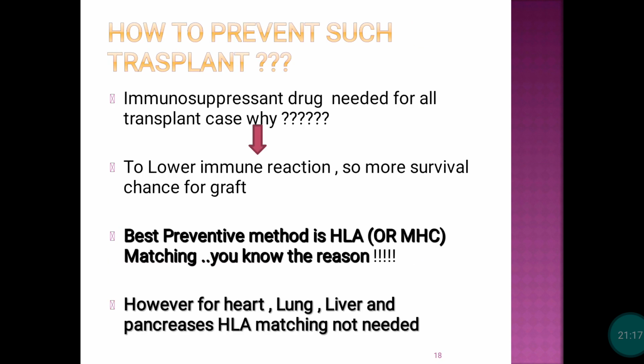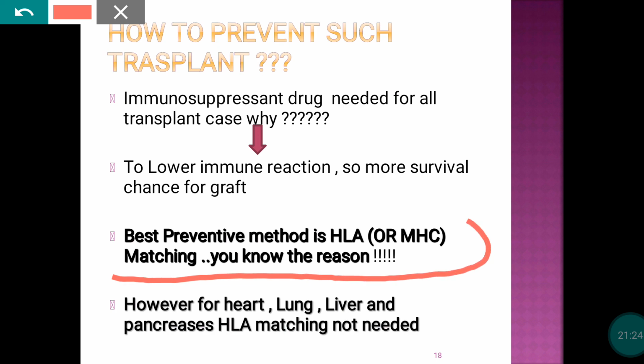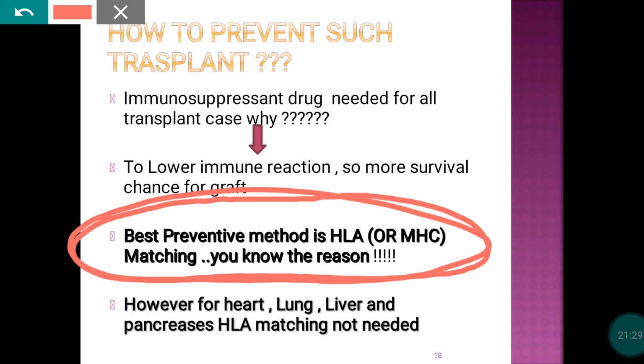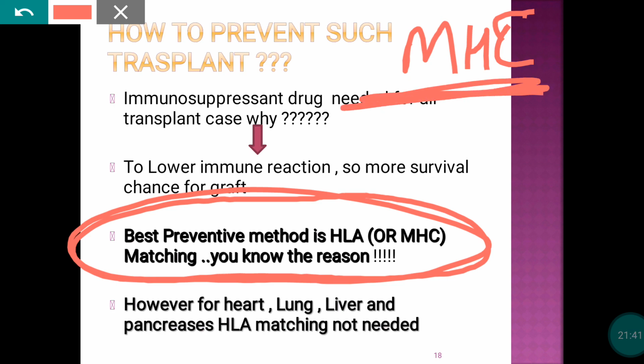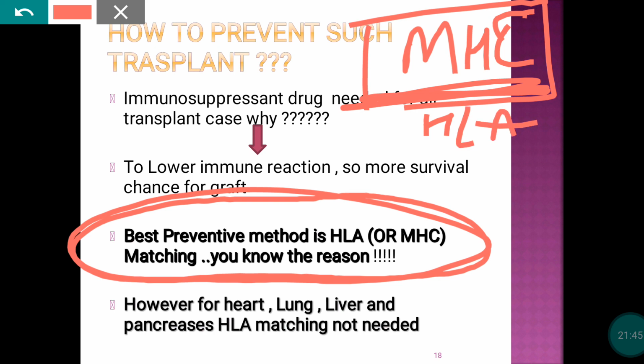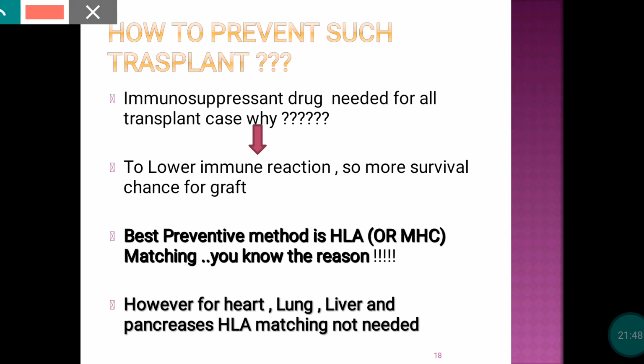Now you might have a question: how to prevent such transplant rejection? So obviously the best answer is you have to do the HLA matching, or we can say MHC matching. Why is such matching necessary? You already know the reason. Because the basic molecule in the transplant rejection is the MHC molecule. So if we can match this MHC, which is called HLA matching, then the problem can be solved. So the best preventive method is HLA matching.